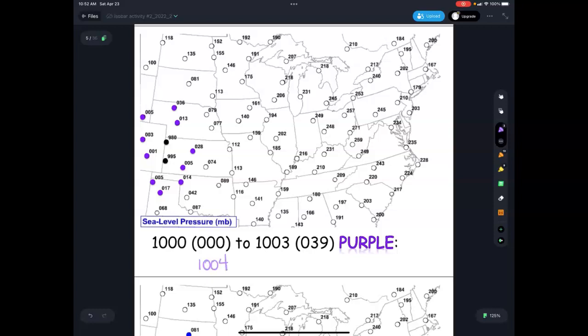Remember that isobars go in increments of 4. Isotherms go in increments of 10 for our purpose. We could do it in 1s, we could do it in 0.5s, we could do it in 0.2s. It just depends on how sensitive you want your weather data to be. We're going to do isobars by 4 because that's usually what you're going to see when you're watching the Weather Channel or watching the weather forecast on your local news station.